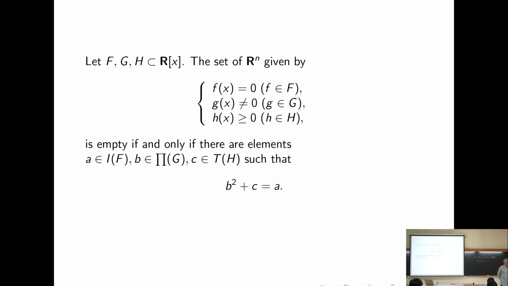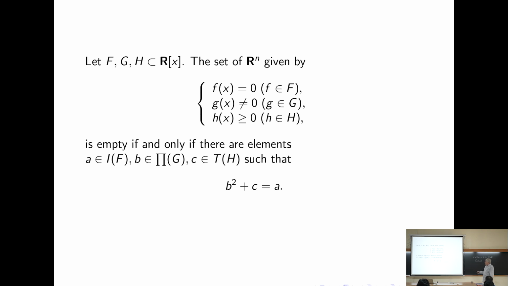I want to decide, so I underline decide, whether this system of relations over the reals, or a real closed field, doesn't have a solution. Equality, non-equality, greater or equal than 0. So this set of X satisfying this is empty if and only if there are elements in the ideal generated by the zero set. That's quite natural. That's like basic algebraic geometry, the ideal. B is in the monoid, so we are allowed to multiply any of these functions and they remain non-negative. So any product of them is not 0, sorry.